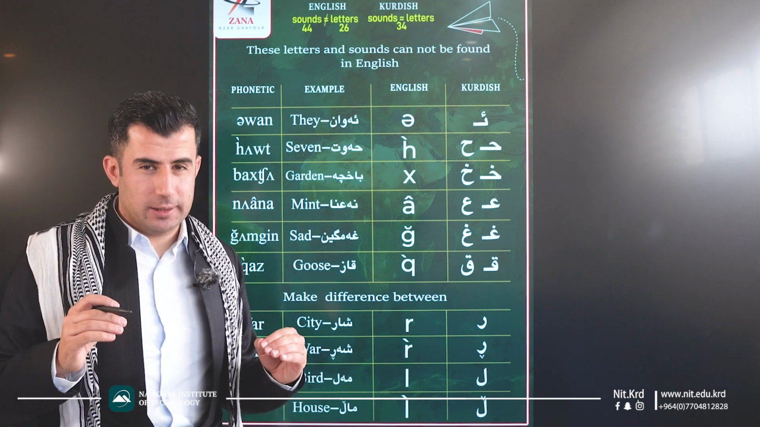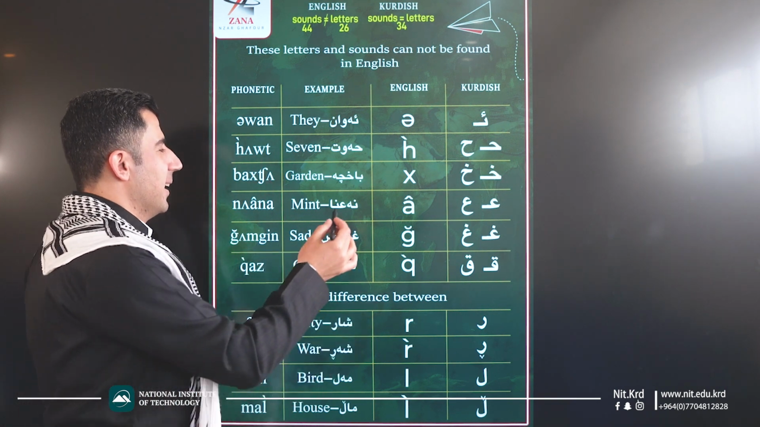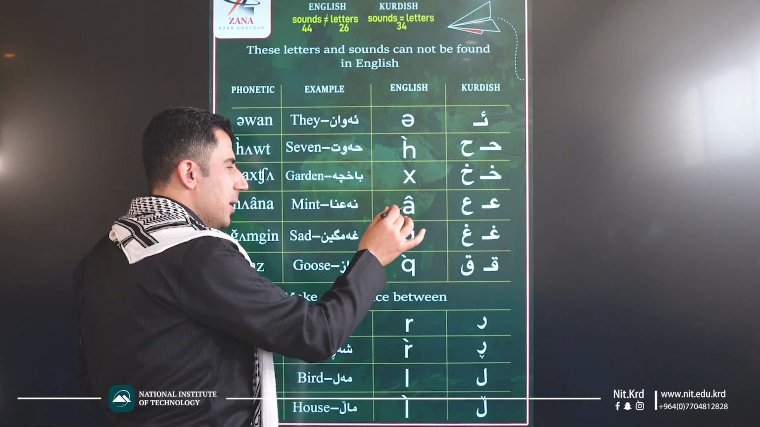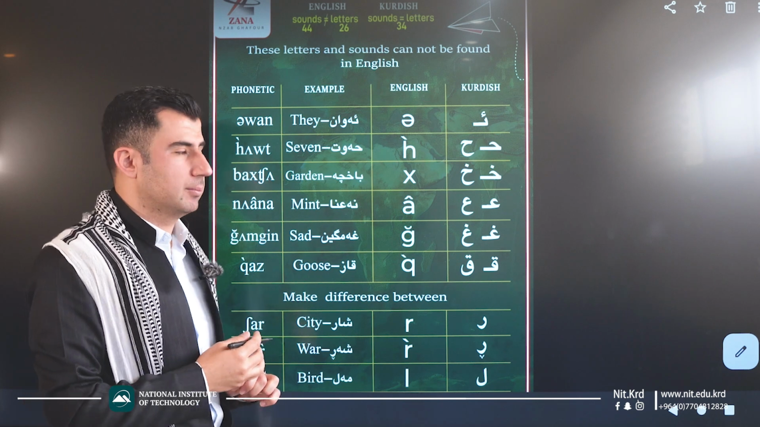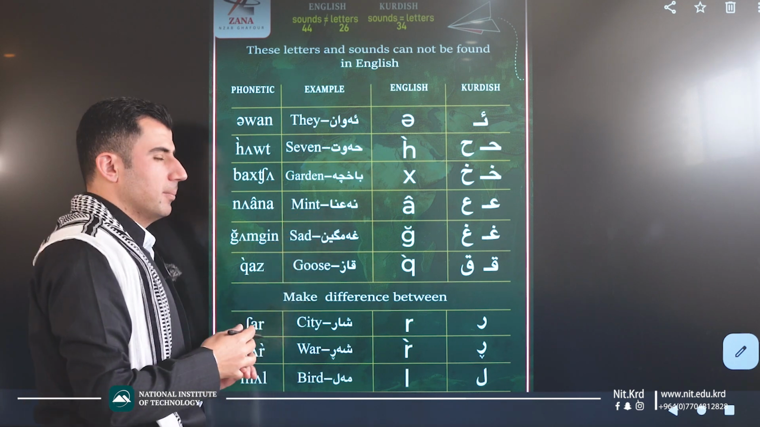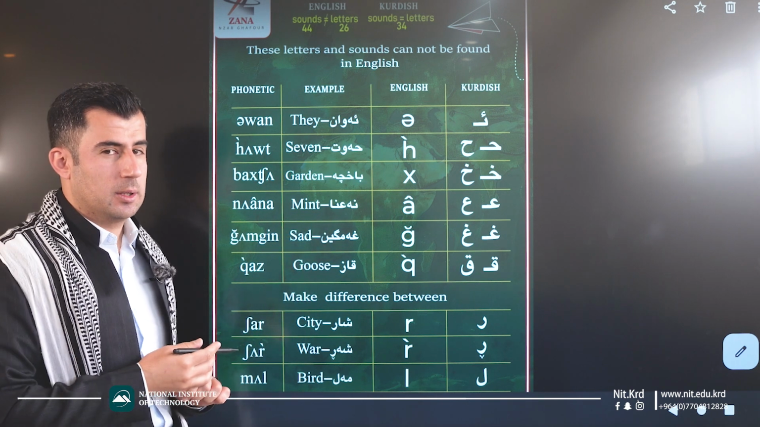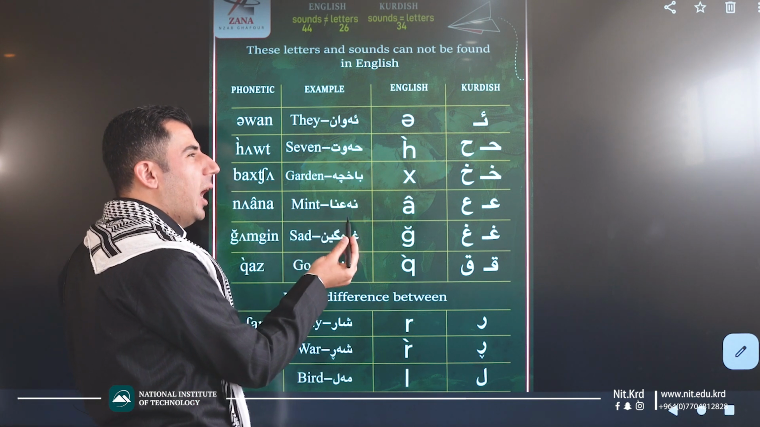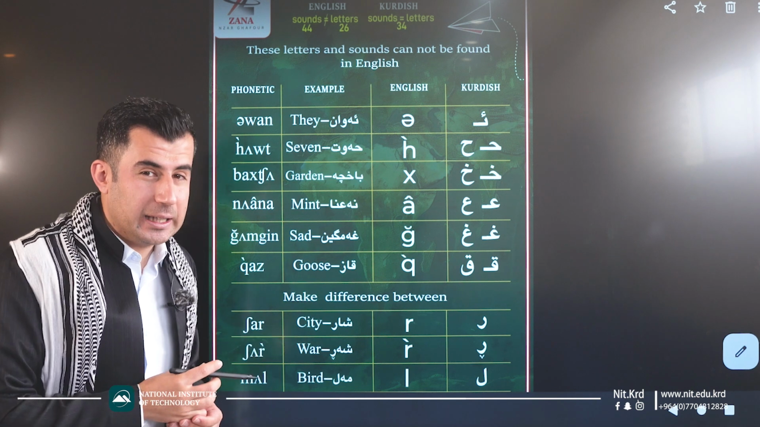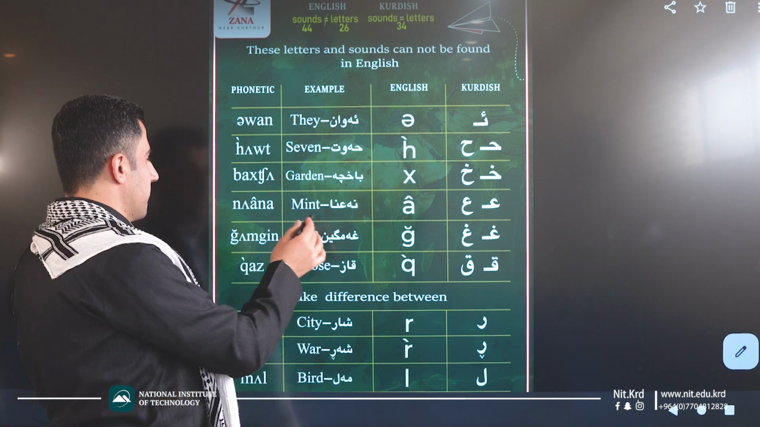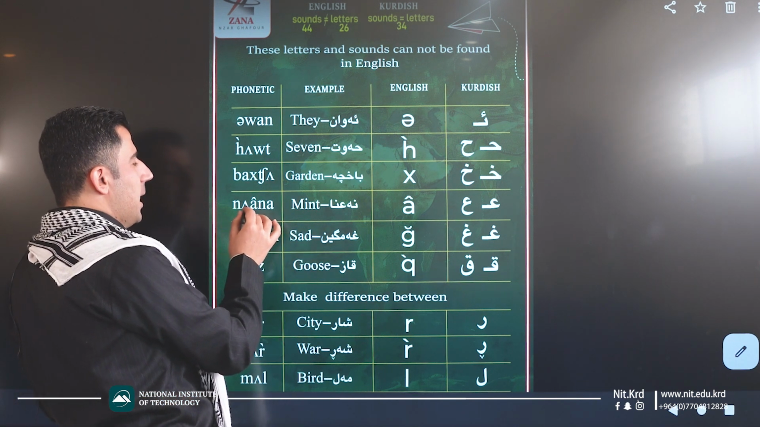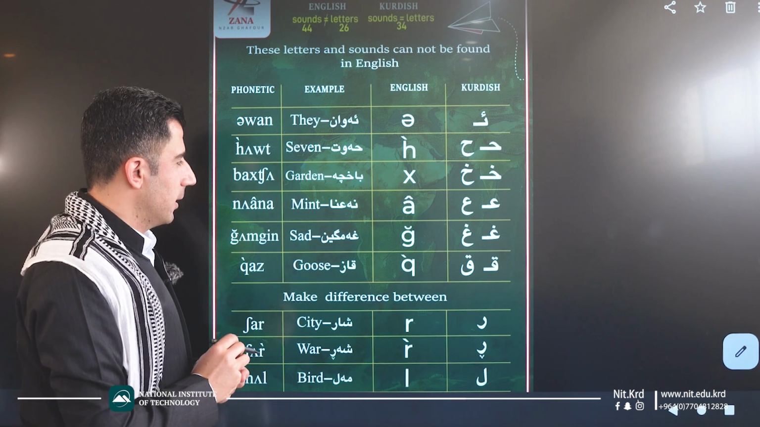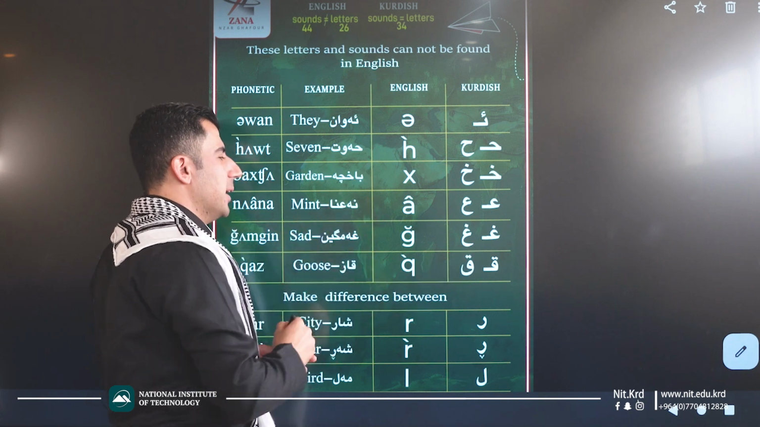After that, I mark it by this sign. This is like an a with a stress. For example, mint. In English, we have a vegetable, mint. In Kurdish, we say na'na. If you have a look at this, this is na'na. Good.